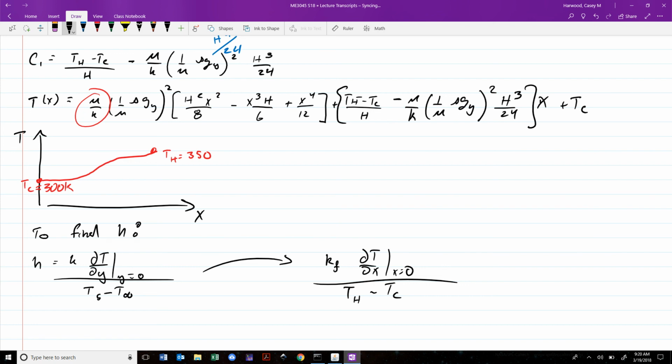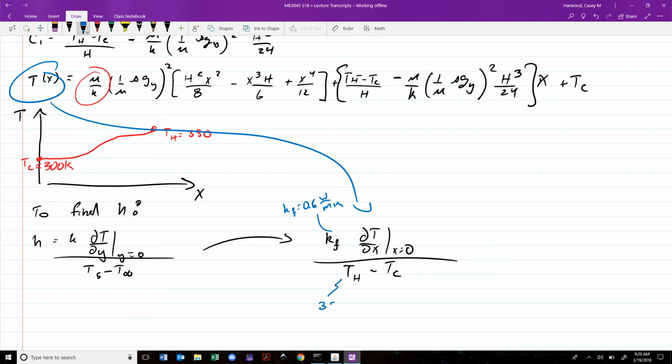K sub f, right? So we'd use this solution, plug it in there. K sub f comes from the problem definition where we said that k_f was equal to 0.6 watts per meter Kelvin. Okay, that was just a given property of the fluid. We plug that in there. T_H and T_C, or our temperature limits, would be given by the problem definition, where we have 350 and 300 Kelvin respectively. So it just becomes a matter of crunching those numbers.